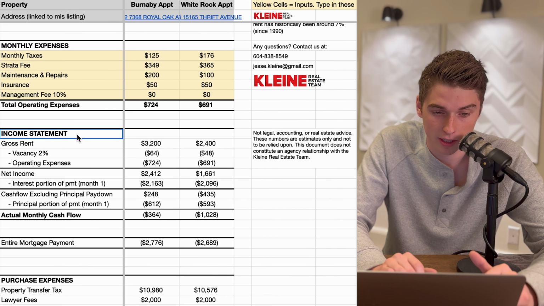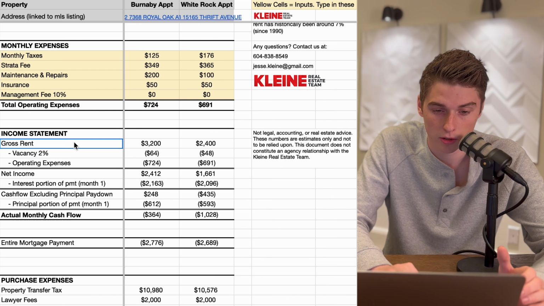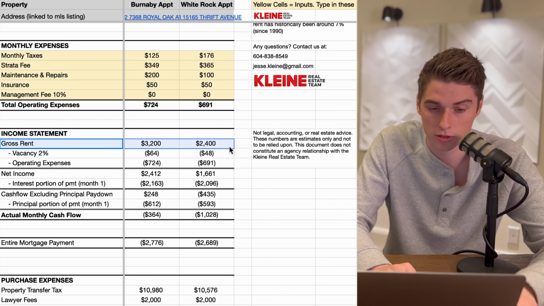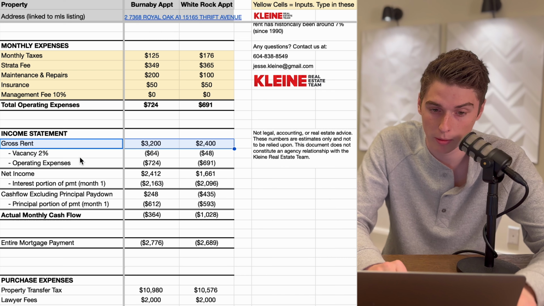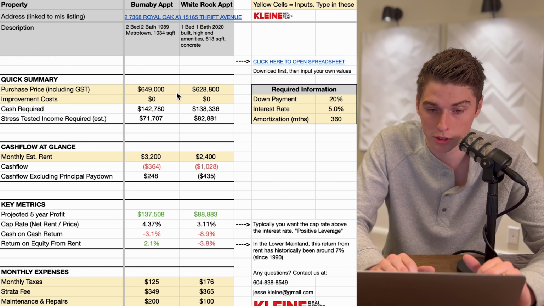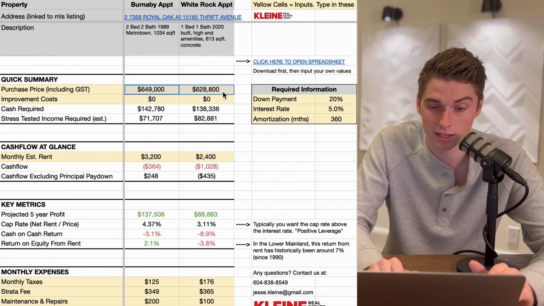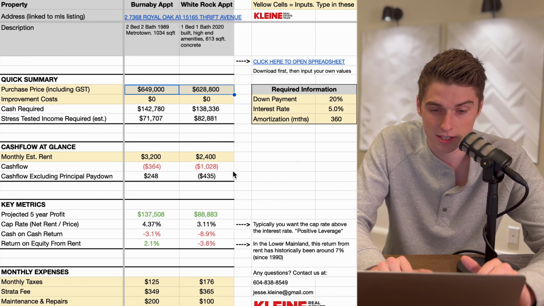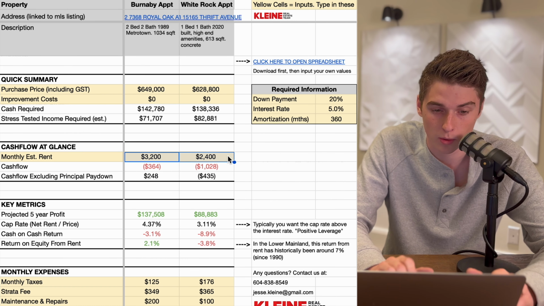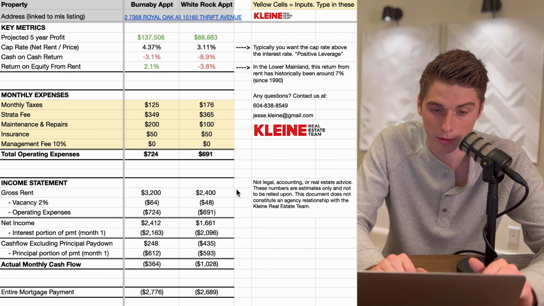Now we can calculate our income statement. So gross rent for the Burnaby apartment, $3,200, $2,400 for the White Rock apartment. So even though the purchase price is quite similar, $649 to $628, you can see the rent for the Burnaby apartment is way higher, way more desirable than the White Rock apartment there.